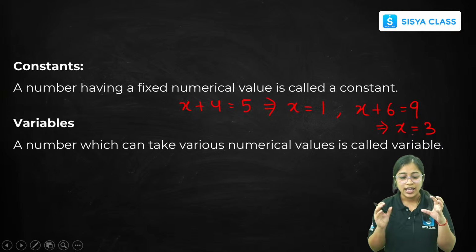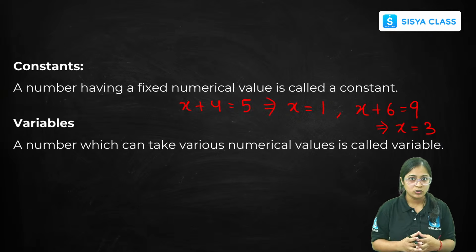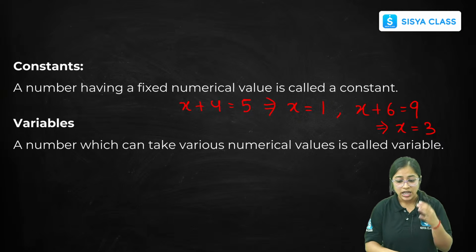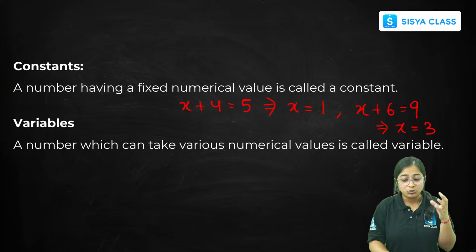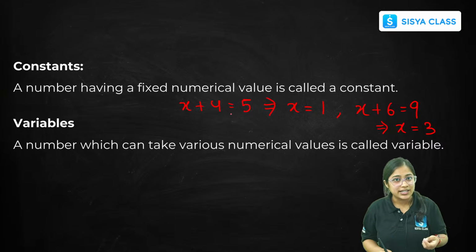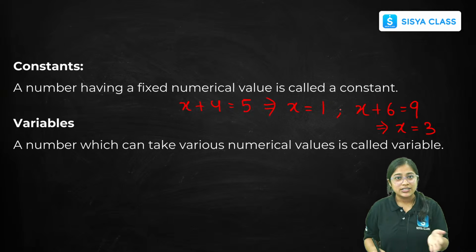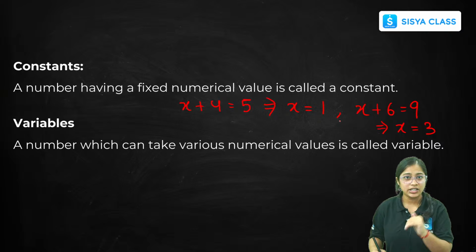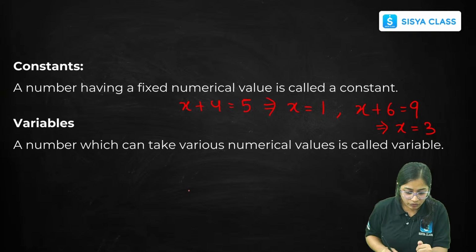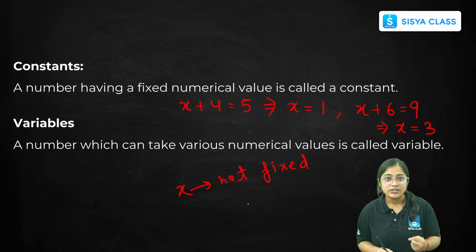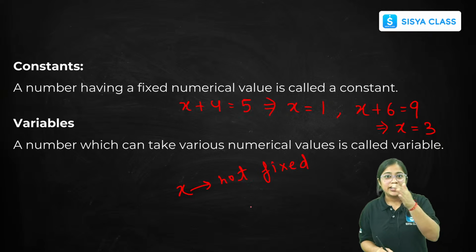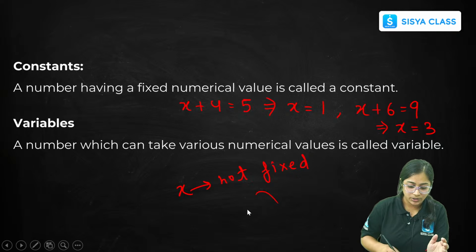So we have seen that we have two equations, x plus 4 equals 5 and x plus 6 equals 9. Here the value of x is not fixed. The moment I changed the constants in my equation, the value of x also changed with the equation. So what is this x? This x we call a variable. Why is it a variable? Because its value varies with the equations.